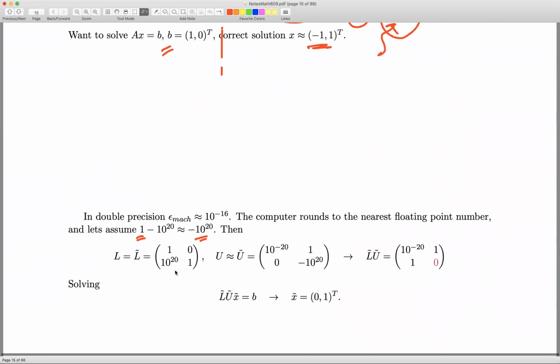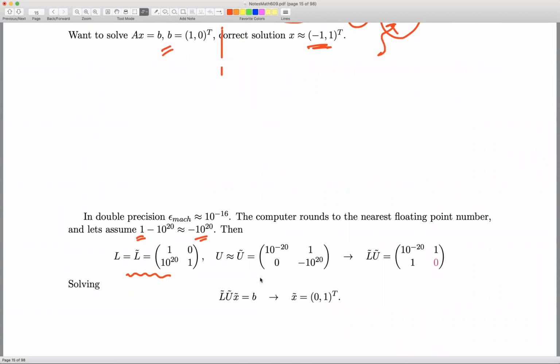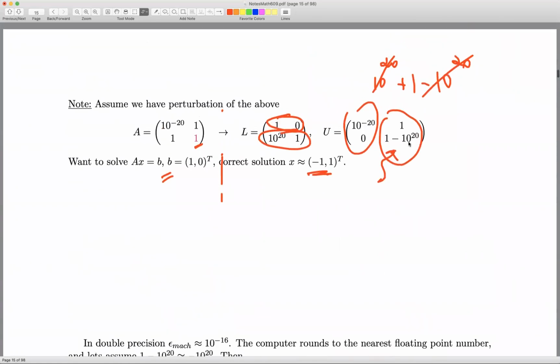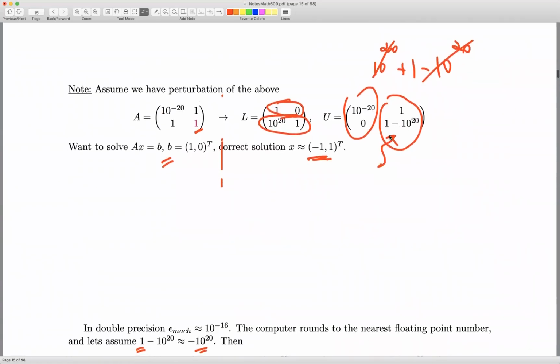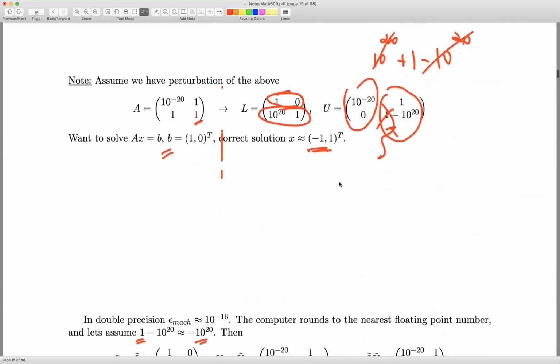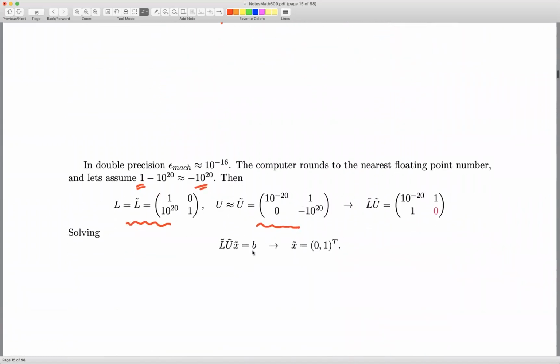So this will be what the computer will keep. It will keep the same L, but an approximation to U, in which it drops the 1 here, because 10 to the power 20 is very big, or minus 10 to the power 20 is a very big number in absolute value.